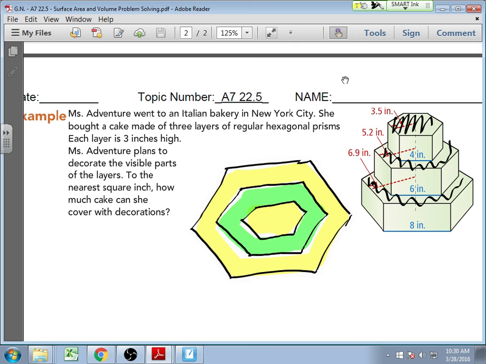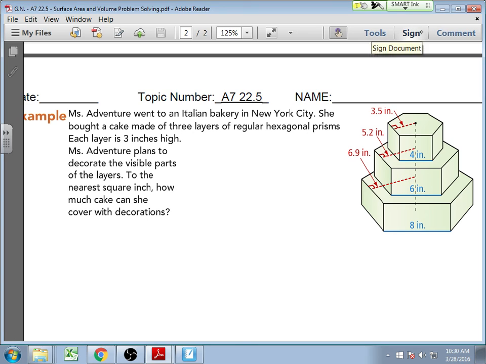I've got the little one, then the edges, or the donut of the next one, and the donut of the next one. If I combine them all, I just have one big hexagon. Does that make sense? So what we're going to find first is the area of all of the tops. And I'm going to use my triangle method, so I'm going to have 6 triangles times the area of the triangle.